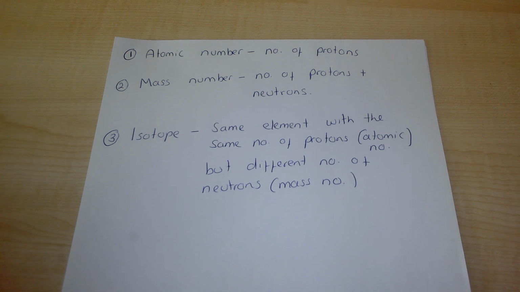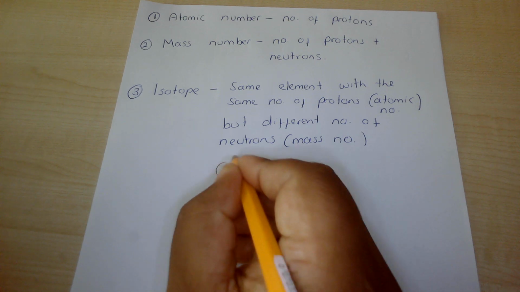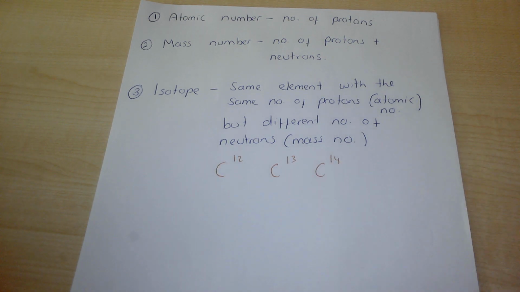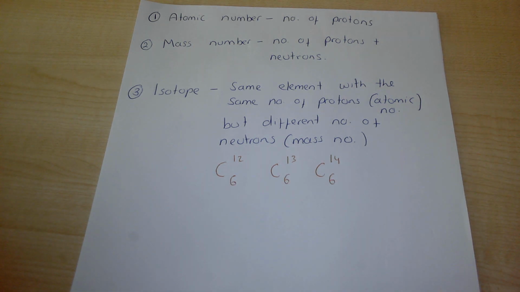If I was to give you an example of isotopes, isotopes may include something like carbon 12, carbon 13 and carbon 14. These are three isotopes of carbon. Notice they all have the same atomic number, which identifies the element, and also notice they have different mass numbers, which basically makes the isotopes quite different from each other.